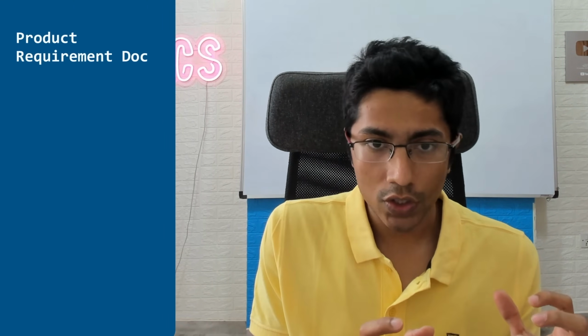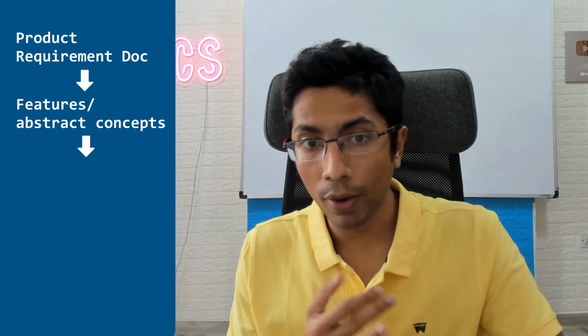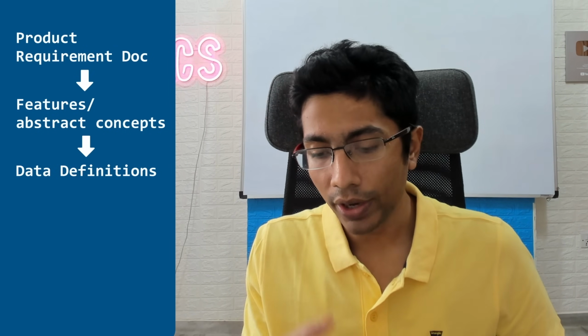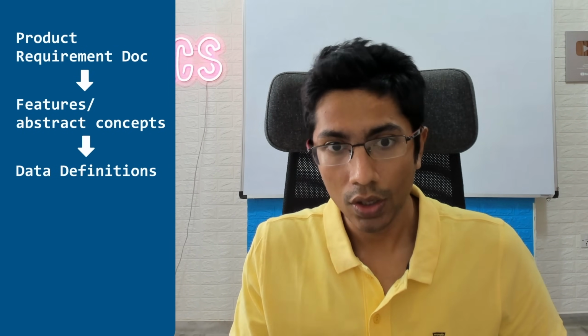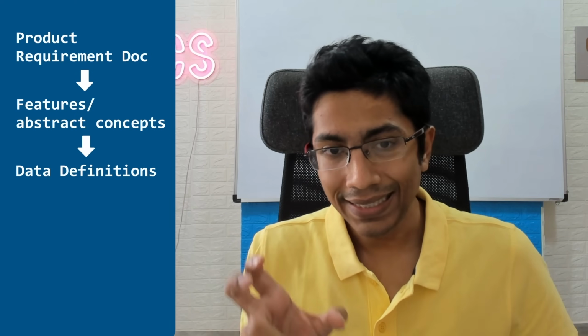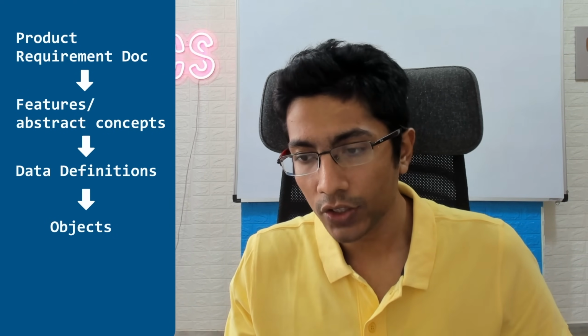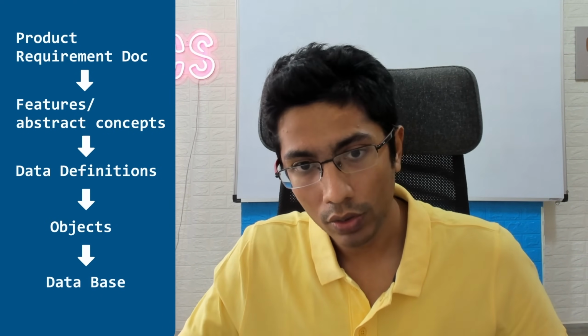The comment itself is an abstract concept. It's probably going to be mapped into an object. It has an ID, it has a user who has typed this comment, it has a creation time, and maybe it also has a thread in which it was posted. So you're seeing that I'm taking features, or I'm taking these abstract concepts from the product requirement document and converting them into data definitions, which are useful for an engineer. These definitions can then be mapped into objects, which can then be mapped into the database.